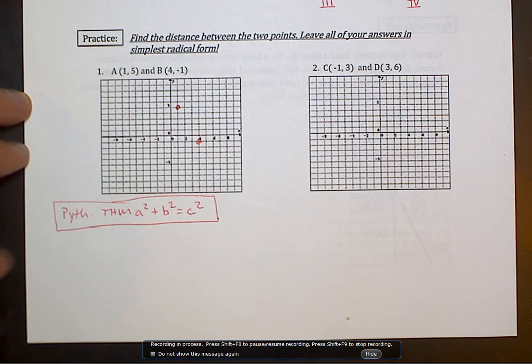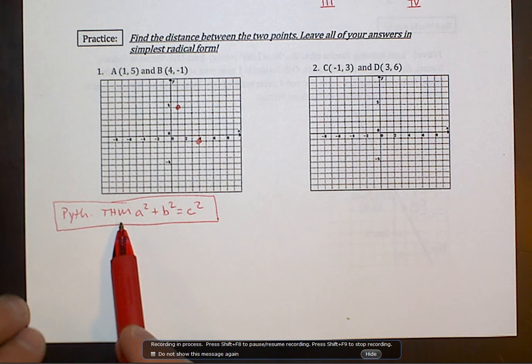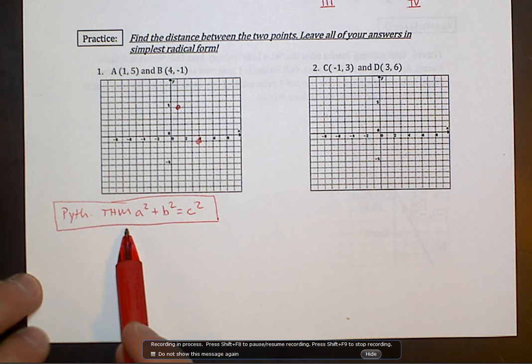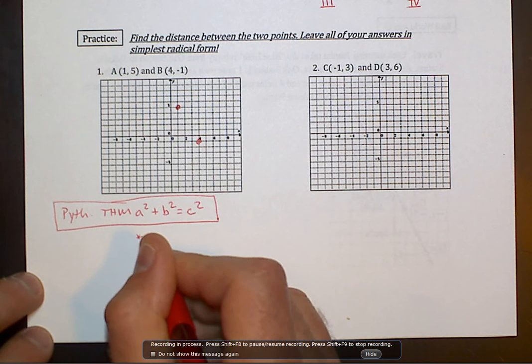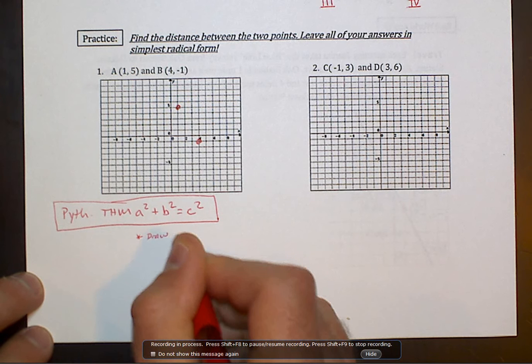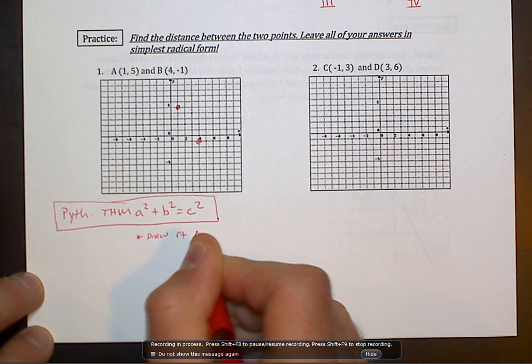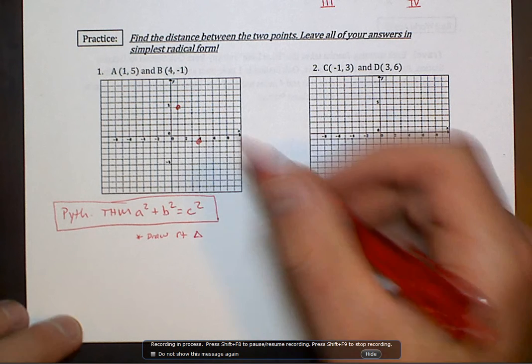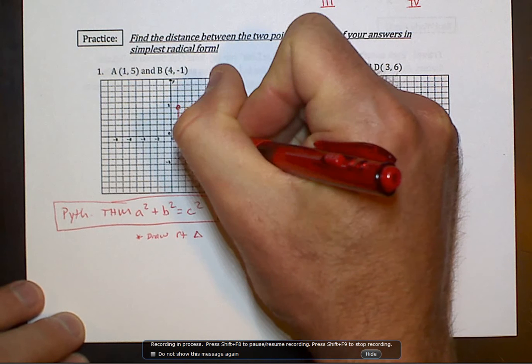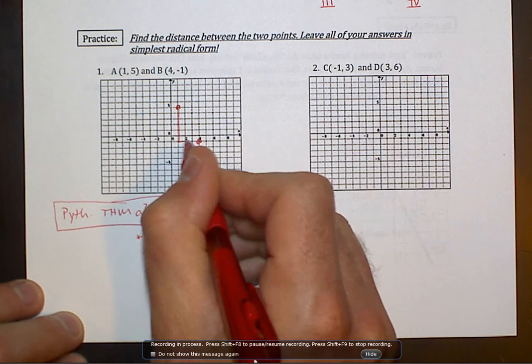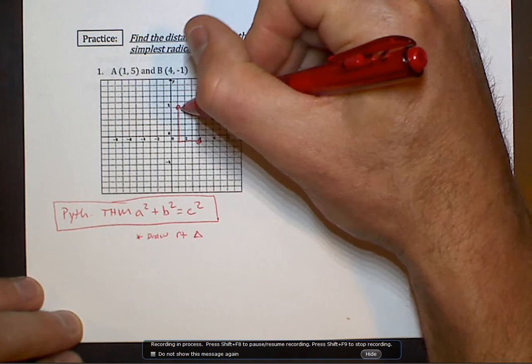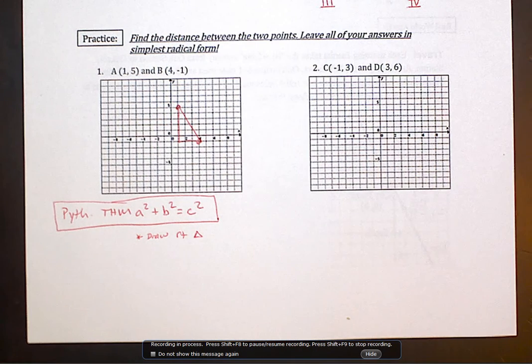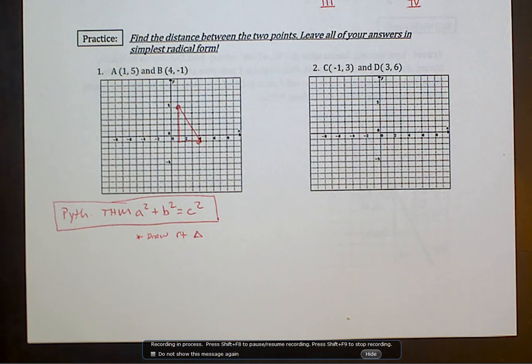If you're using the Pythagorean theorem method, what you need to do first is draw a right triangle. Or you want to create a right triangle from those 2 points. And you can do this a couple different ways. Some students may draw down, and in fact that's what I'm going to do. I'm going to draw down, draw over, and then I'm going to connect the lines there. So essentially you want to make a right triangle, which includes a vertical and a horizontal line.